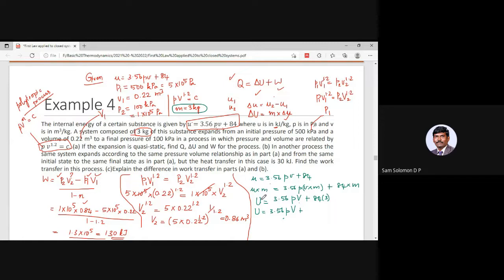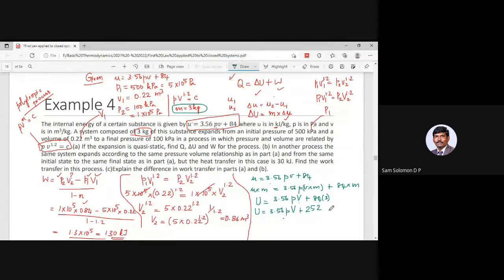Here also we have multiplied by that mass, but we are converting it into internal energy and we are converting this small v to capital V. You can either do it like this, or for everyone, I'm saying for everyone, you can either have this equation or this equation. If you think multiplying by mass is difficult, what you can do is you can write this equation 2 times like this. U1 is equal to 3.56 V1 plus 84. Then U2 is equal to 3.56 small v2 plus 84.